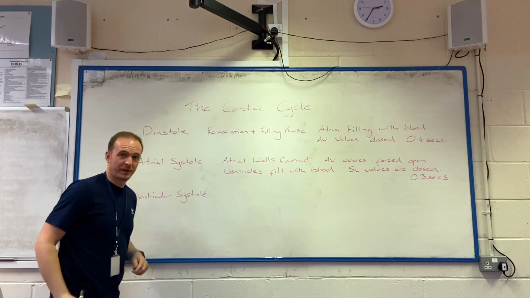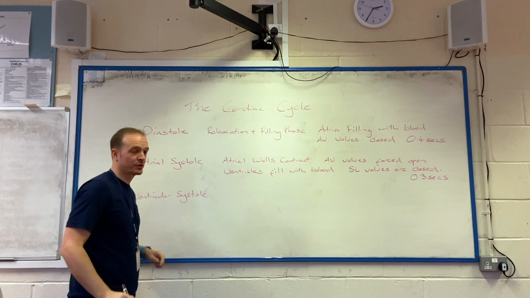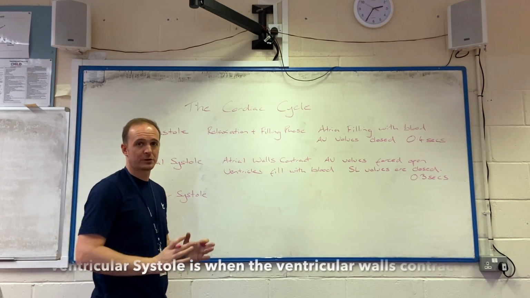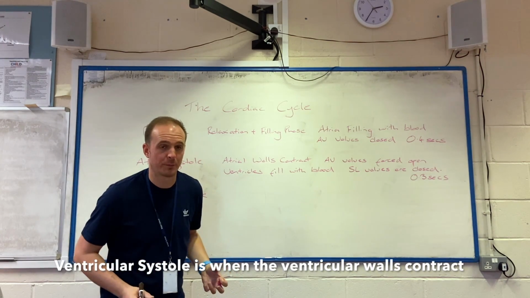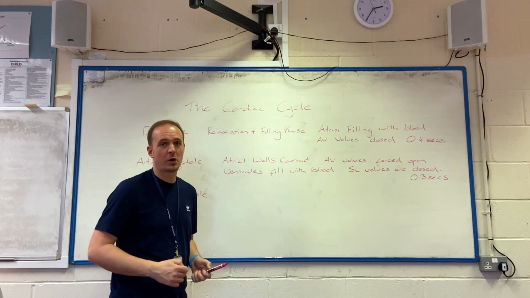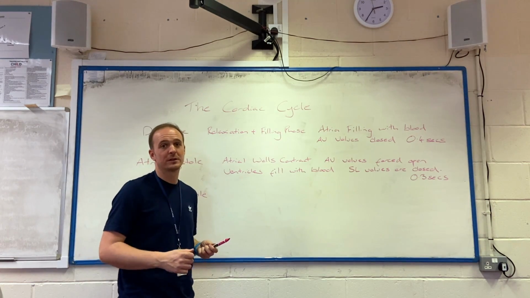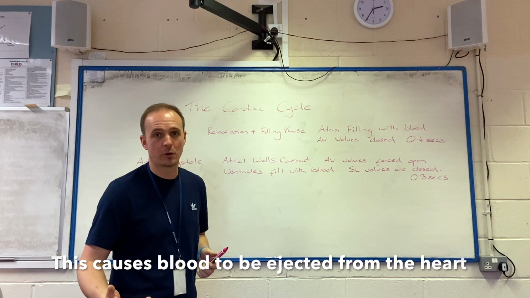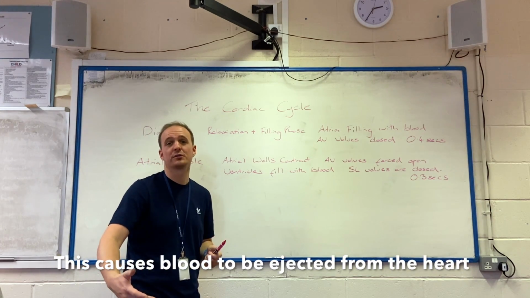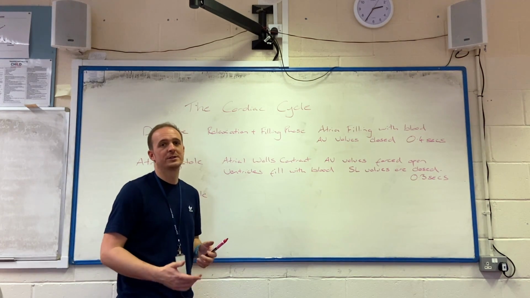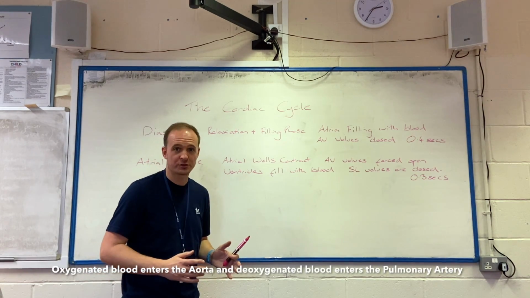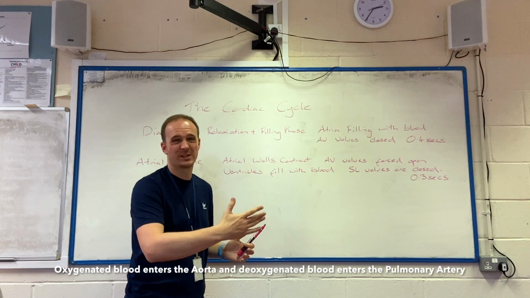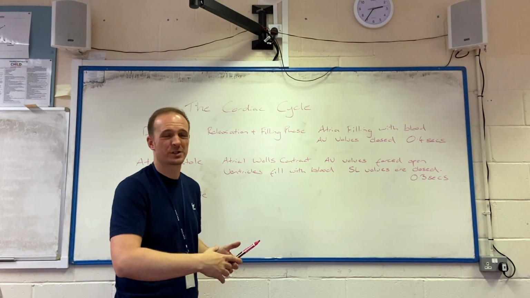And then the final phase of the cardiac cycle is ventricular systole. This is where the ventricles are contracting, and as the ventricles contract, blood is ejected from the heart. It can leave the heart in two places. It's either leaving the left ventricle and entering the aorta, being pumped around the body, that's your oxygenated blood, or it's leaving the right ventricle, entering the pulmonary artery and going up to your lungs. That's deoxygenated blood going to the lungs to be oxygenated.